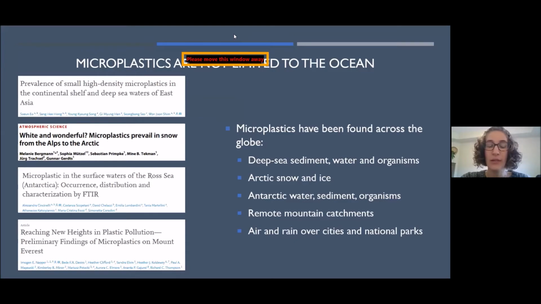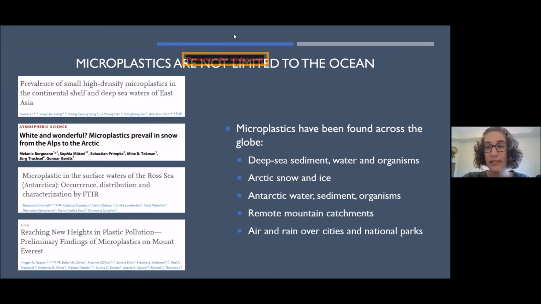Plastic and microplastic pollution is not strictly limited to the ocean. Rather, microplastics have been detected across the globe. Microplastics have been found in water and sediment in the deep sea, Arctic and Antarctic, in remote mountain catchments such as Mount Everest, in organisms such as shellfish, and even in the air and rain over cities, mountains, and national parks. Microplastics have also been found in drinking water, bottled water, beer, salt, honey, and in some tea bags.